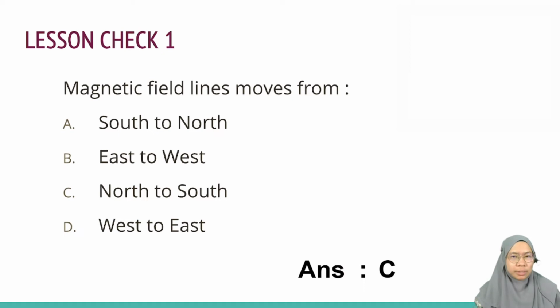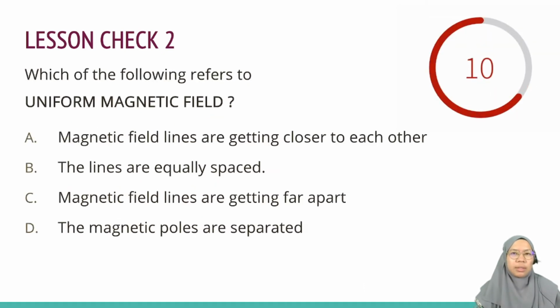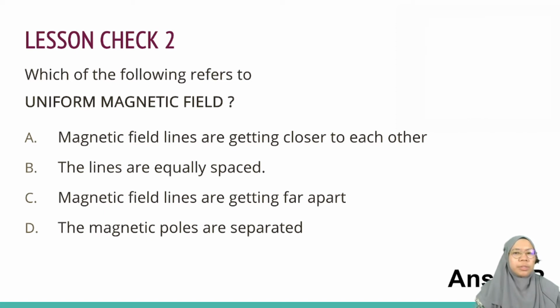Okay, so the answer is C, from north to south. Well done. Number 2, which of the following refers to uniform magnetic fields? Time's up. So the answer is B, the lines are equally spaced.